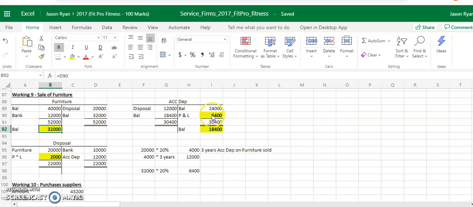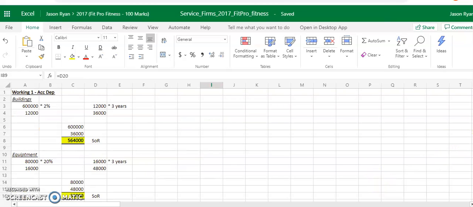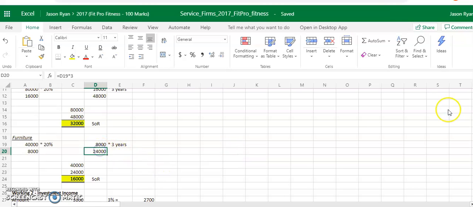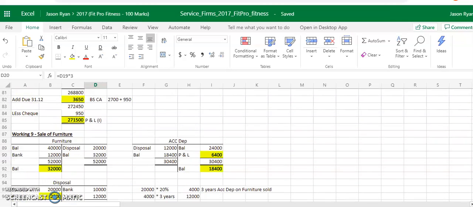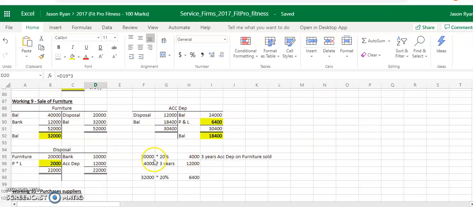Your accumulated depreciation then, we've got this 24,000, taken from the start of the question. Up here, at the very start, we would have done our furniture, 24,000 for 3 years. Then we need to calculate the depreciation on the asset that we sold. So it's 20,000 multiplied by 20%, which gives us 4,000. And 4,000 multiplied by 3 years gives us 12,000. So the cumulative depreciation on the asset that we sold is 12,000. So we need to reduce our cumulative depreciation account by 12,000. So it goes on the debit side, and that then goes on the credit side of your disposal account.